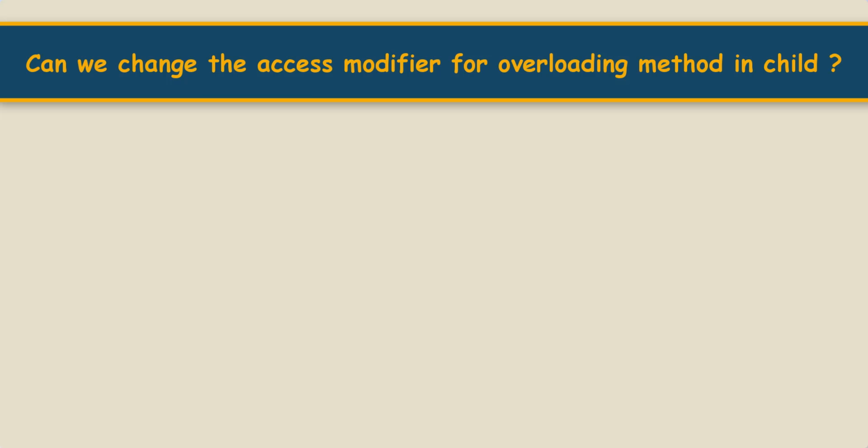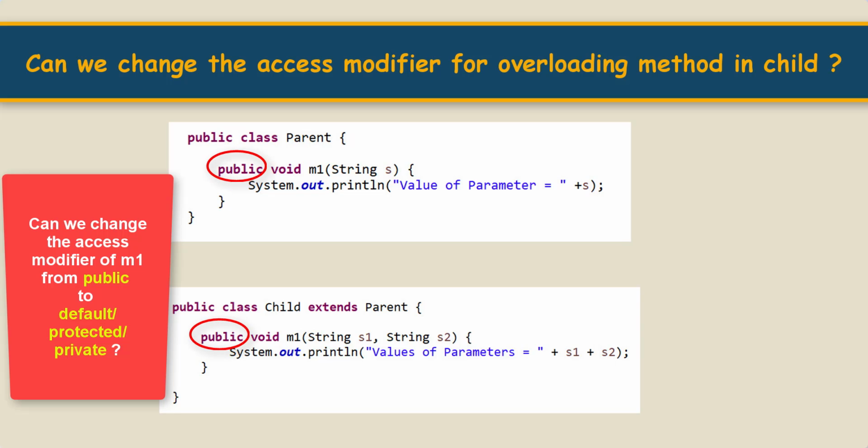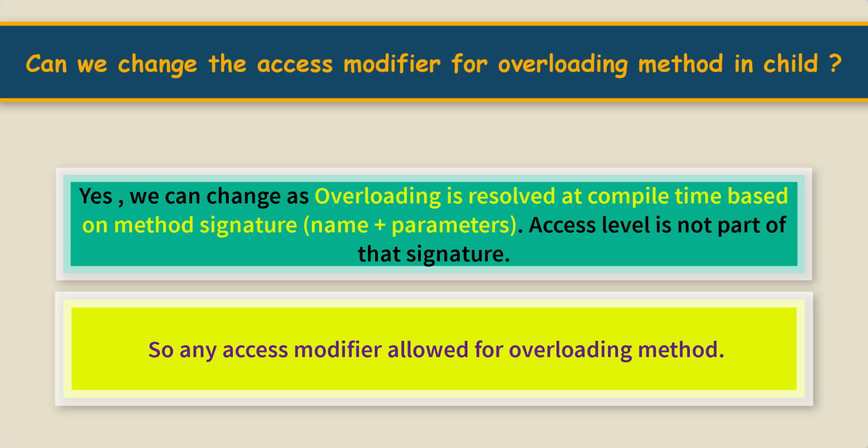So next question related to the same overloading concept. Can we change the access modifier for an overloading method in the child class? Okay, so here we have overloaded this m1 method in the child class. So can we change its access modifier? So the answer is yes, we can change the access modifier for this m1 method in the child class, because overloading is resolved at compile time, right? Overloading is compile time polymorphism, and overloading is only based on the method's signature, okay, method name and its parameters. So you are allowed to use a different access modifier also for overloaded methods even in the child class.